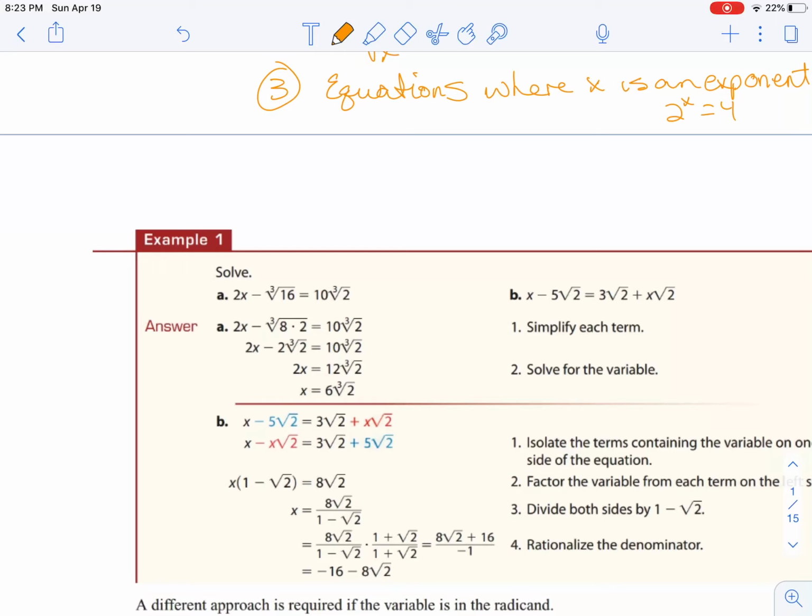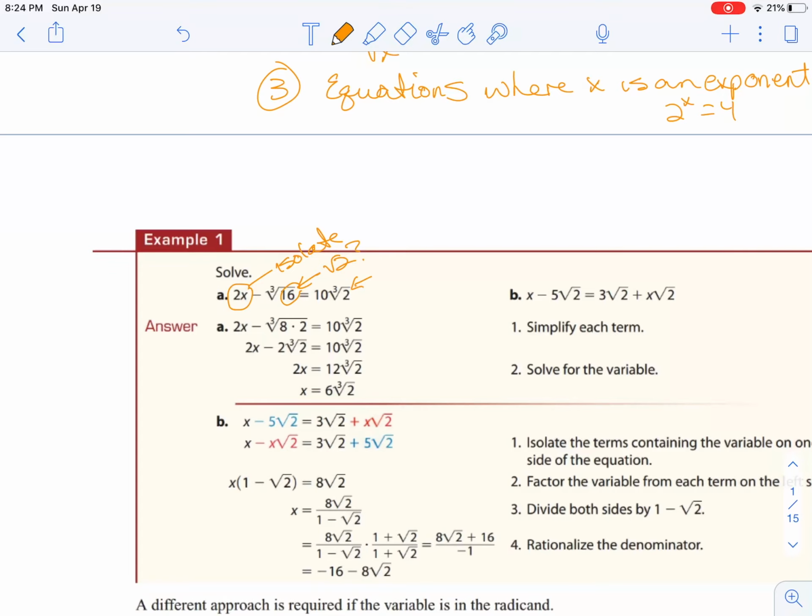Here's the first example. We have 2x minus the cube root of 16 equals 10 times the cube root of 2. So if you think about this, here's my x, and that's what I need to isolate. Also, to make things easier, look, this is the cube root of 2, so somehow we have to get that equal to the cube root of 2 as well.